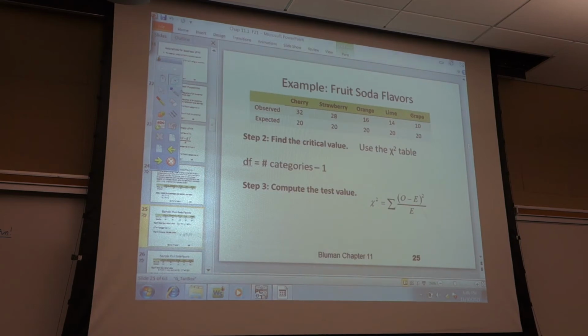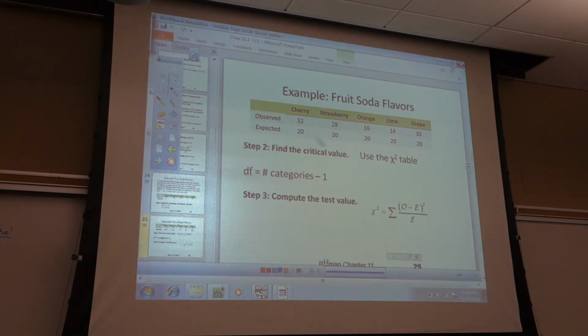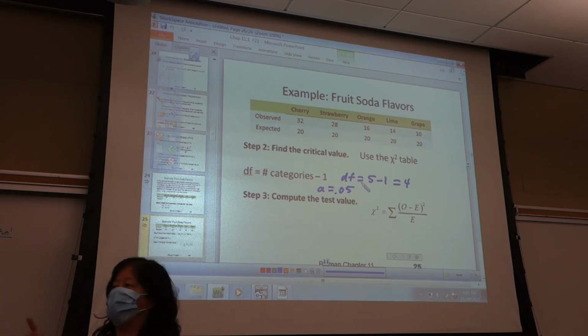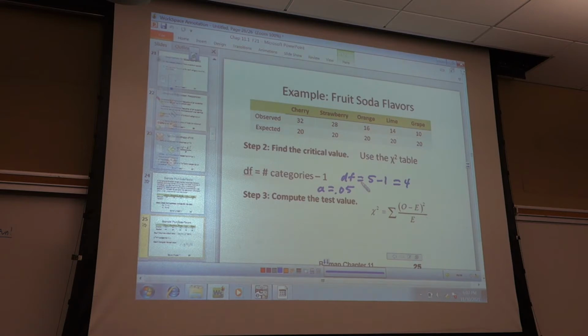Step 2, find my degrees of freedom. Let's see, I have 5 categories. So my degrees of freedom is equal to 5 minus 1. That's 4. My alpha is 0.05. Incidentally, if I don't give you an alpha, the generic default alpha is 0.05. It's our general guideline, unless I give you something specific, something otherwise. If I don't give you one, assume it's 0.05.